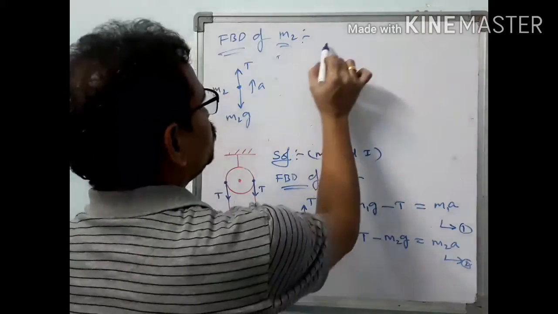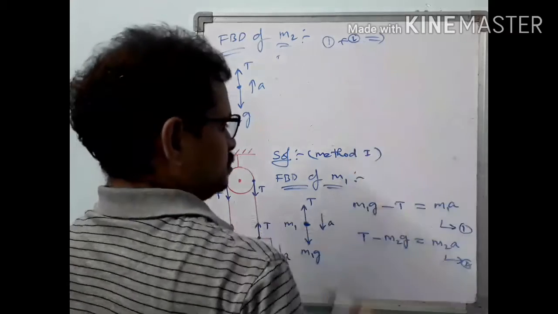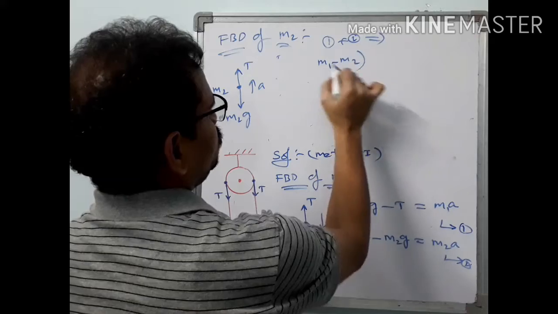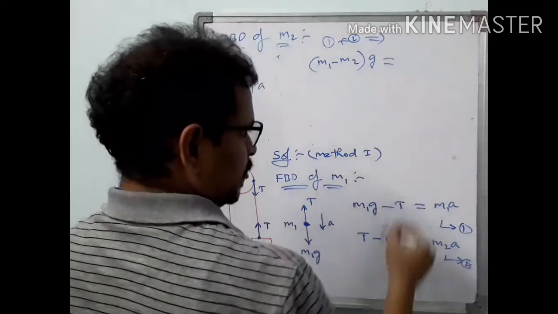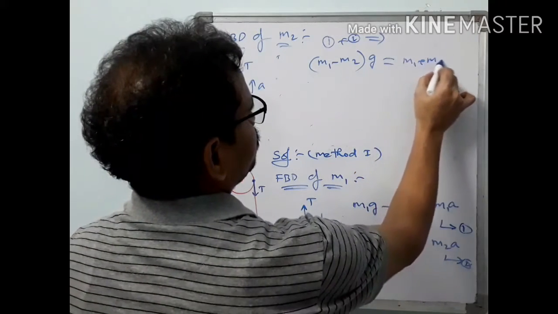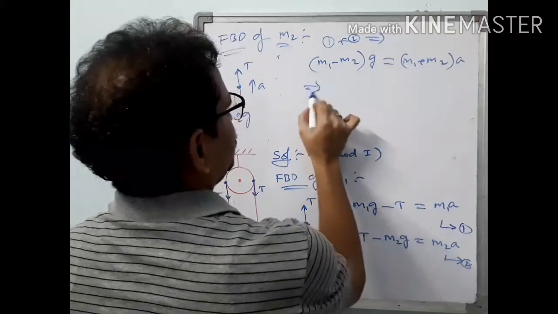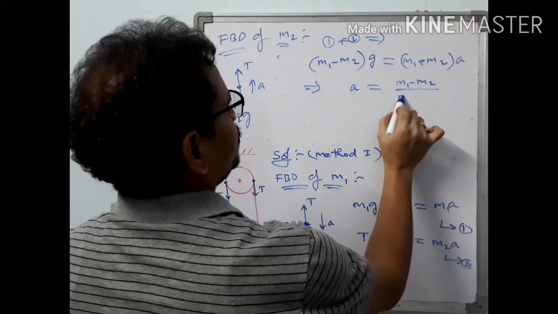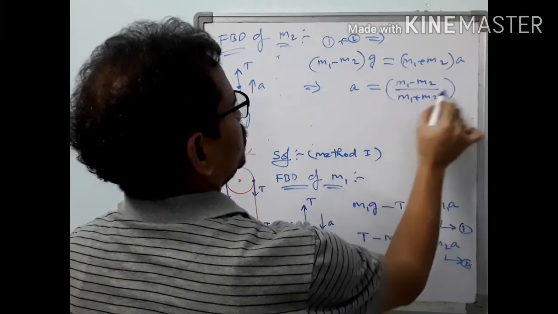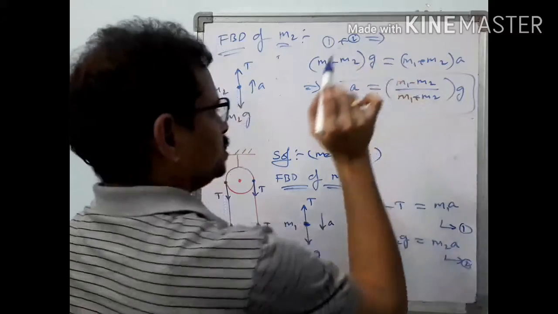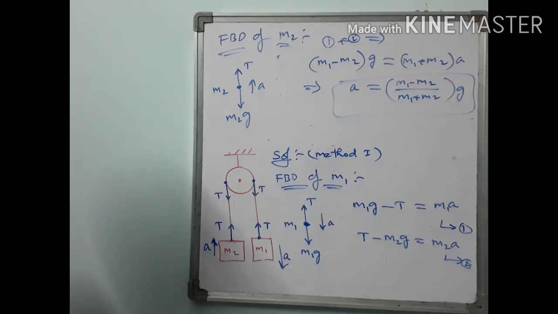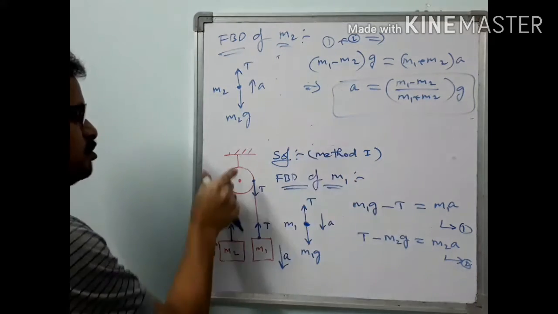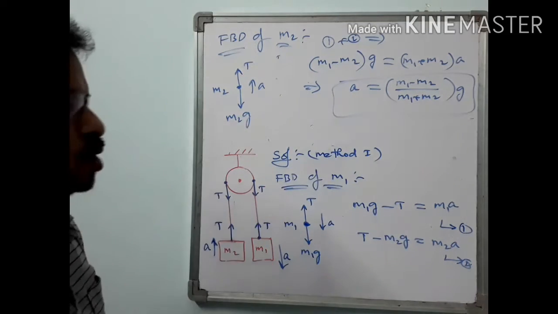So let us add these two. 1 plus 2 implies T cancels here. M1 minus M2 G equal to M1 plus M2 into A. This implies A equal to M1 minus M2 by M1 plus M2 into G. So we got A here. This is the common acceleration, the acceleration of each block. This block is moving down with this acceleration. This block is moving up with the same acceleration here. So one thing is over.